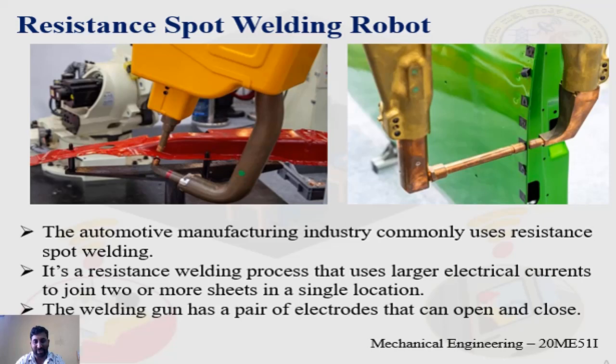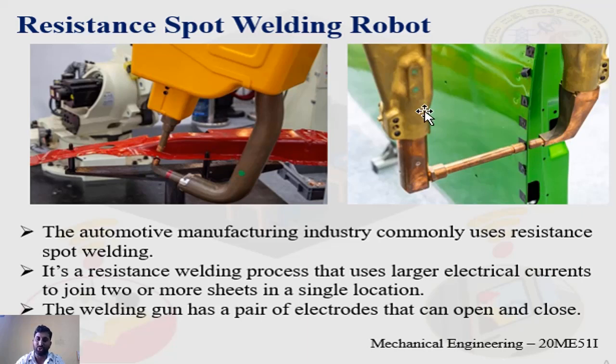It's a resistance welding process that uses larger electric currents to join two or more sheets in a single location. The welding gun has a pair of electrodes that can open and close. I already told you that it has two electrodes, one moving and one fixed. In between the moving and fixed electrodes, we are placing plates.